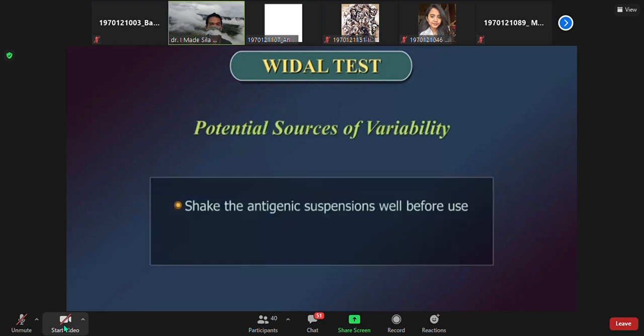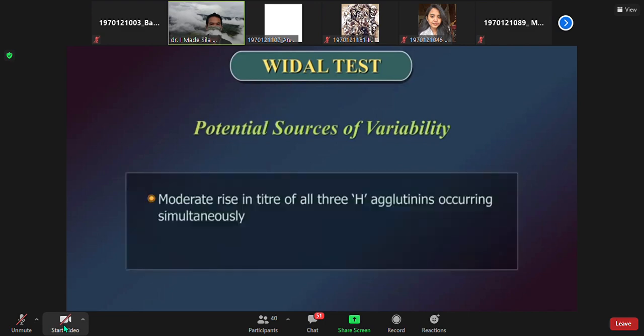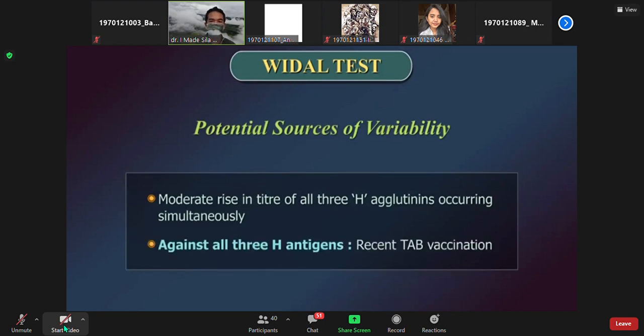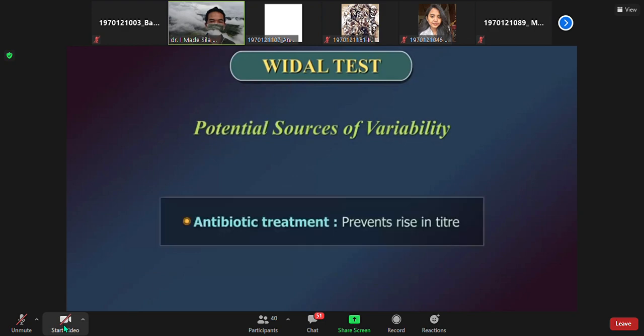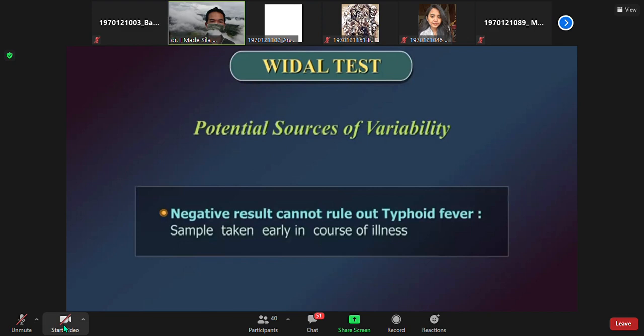Potential sources of variability. Shake the antigenic suspensions well before use and ensure the suspension is homogeneous. A moderate rise in titer of all 3 H agglutinins occurring simultaneously against all 3 H antigens is suggestive of recent typhoid and paratyphoid vaccination. Antibiotic treatment prevents a rise in titer.